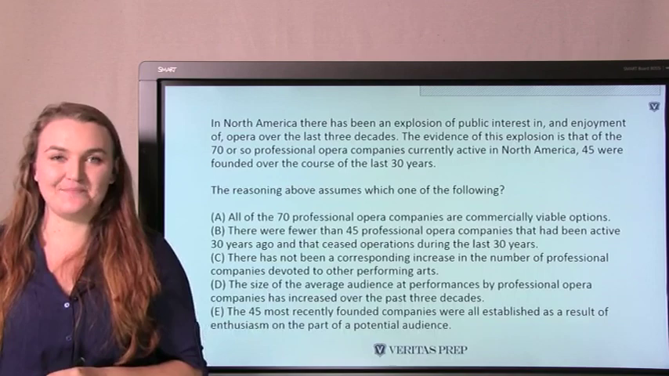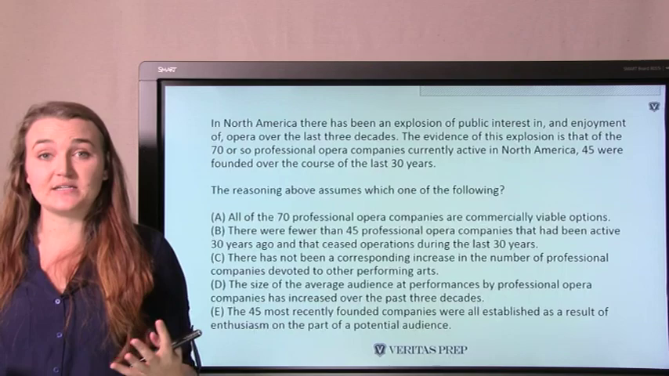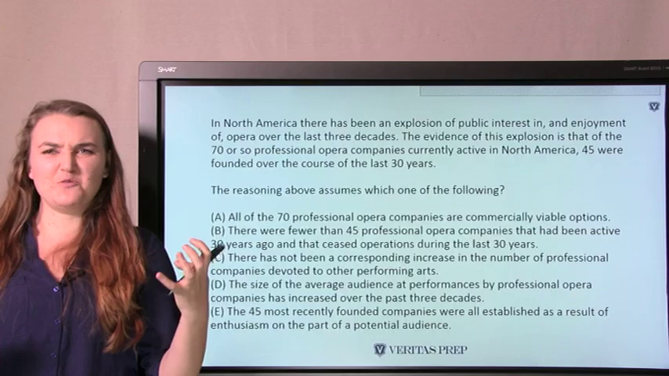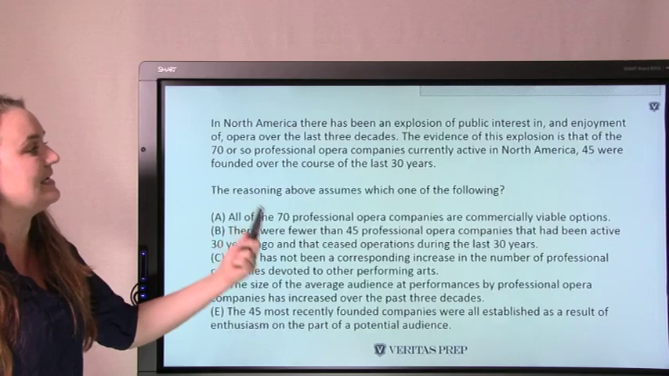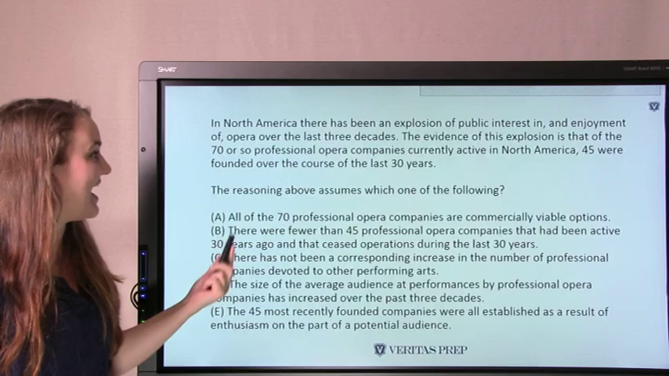So in many ways, students will struggle with this particular template of question. And I will say, you could expect to see additional questions that follow pretty precisely this exact template, but with different content tossed in along the way. So at this point, it's really easy to read through this argument and assume, okay, well, if 45 out of 70 were founded over the course of the last 30 years, then we started with 25, we added 45, and we got to 70, right?